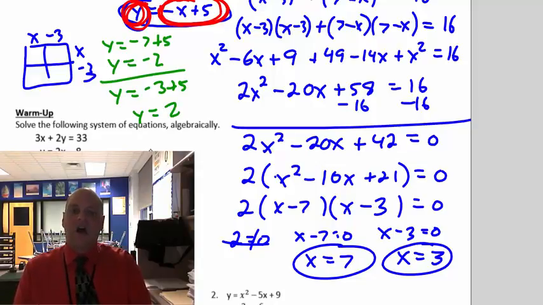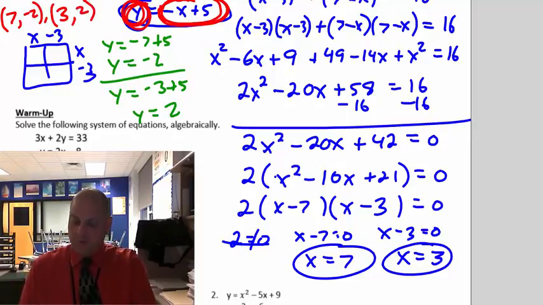So my solutions are, I'm out of room, aren't I? Squeeze them somewhere. My solutions are, well, I plug in a 7 and I get a negative 2. My solutions are 7, negative 2. And I plugged in a 3. X was 3. And y came out to be 2. So 3, 2, and 7, negative 2. And that just about does it.